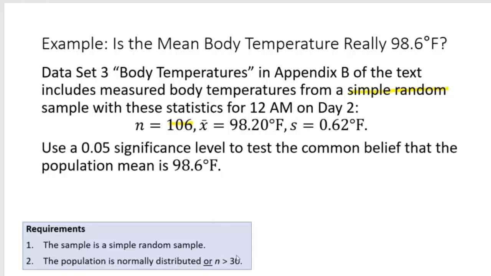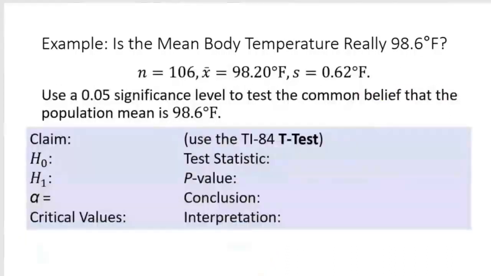Okay, first of all, requirements. It is a simple random sample. They said so. And we definitely have 106 for our N. They said so, so we're greater than 30. So we've met both requirements. Okay, we didn't have to do any sort of quantile viewing or anything like that. This is, again, that key information. So let's go through this process. First of all, what is the claim? We are supposed to test the common belief that the mean is 98.6. So that's our mean.